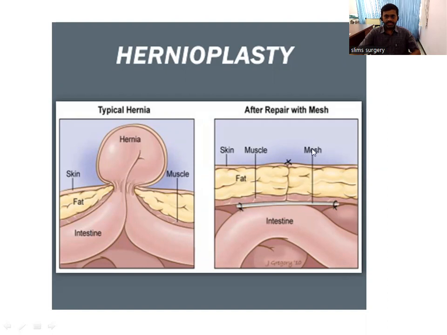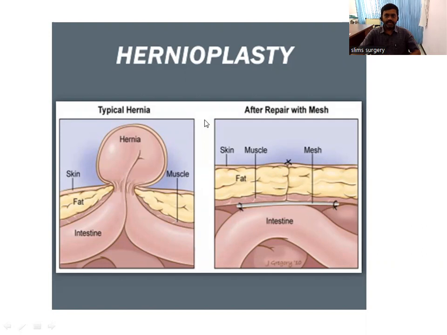This is a mesh, that is Prolene mesh. It is a polypropylene mesh. It is a non-absorbable mesh we will keep over the fascial plane. That will give strength to the muscle wall so that the intestine will not come out again. This is how we will prevent future occurrence of hernia.